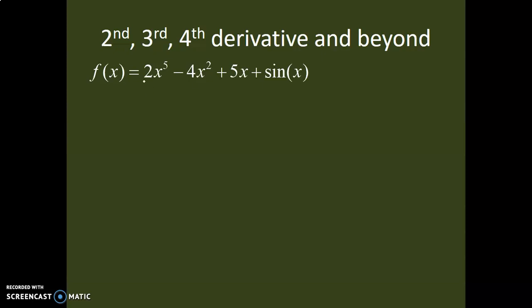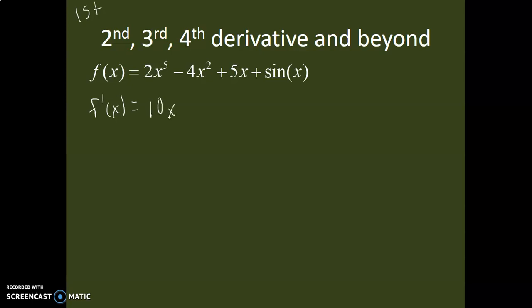So if my original function was f of x equals 2x to the fifth minus 4x squared plus 5x plus the sine of x, and I want to find the second, third, and fourth derivatives, the first thing I need to do is find the first derivative, which is just the derivative. So the first derivative, or the derivative of f of x, f prime of x, I'd multiply.